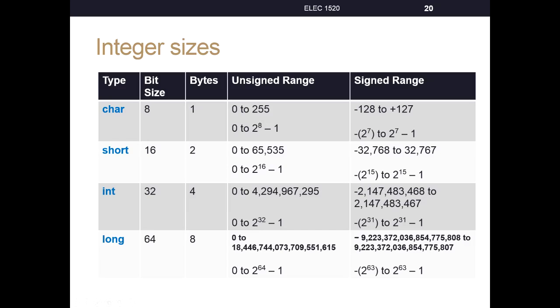If you're unfamiliar with 2's complement, we'll talk about binary numbers and 2's complement in a separate lesson, but that is where this information comes from. Now with a short, you can see that 16 bits, 2 bytes, 8 bits in a byte, so 16 divided by 8 gives us 2 bytes. We can store an unsigned range of numbers of 0 to 65,535, or 0 to 2 to the 16th minus 1, and a signed range here of minus 32,768 to positive 32,767. Right? And you can see these other ranges as well.